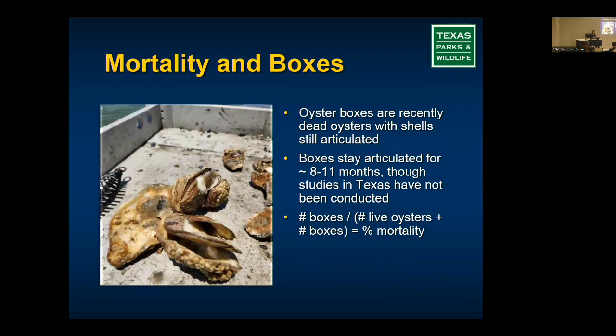So how do we assess mortality out in the field? Pictured here are a few oyster boxes, or recently dead oysters with articulated shells, or their shells still attached, but with no tissue remaining. Studies on the East Coast have estimated that boxes stay articulated for 8 to 11 months. However, with higher salinities, the age or the number of months that those stay together may decrease. So studies in Texas would need to confirm that number. We can use the box count method to estimate mortality, which is the proportion of boxes to live oysters in our samples.